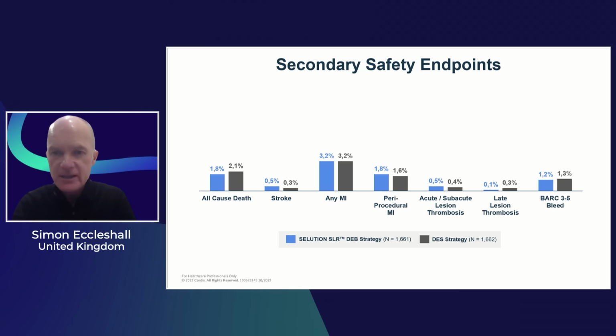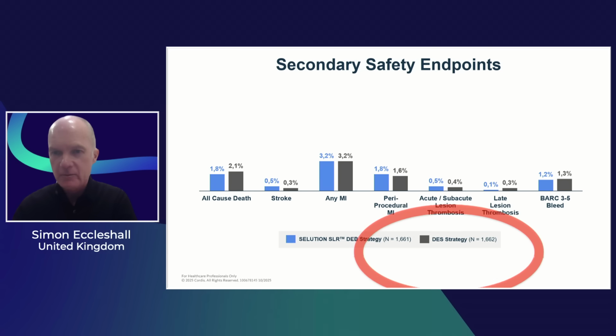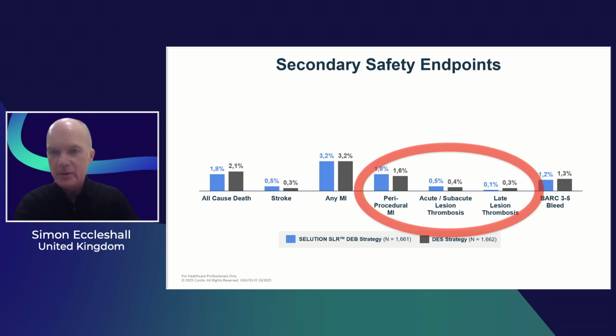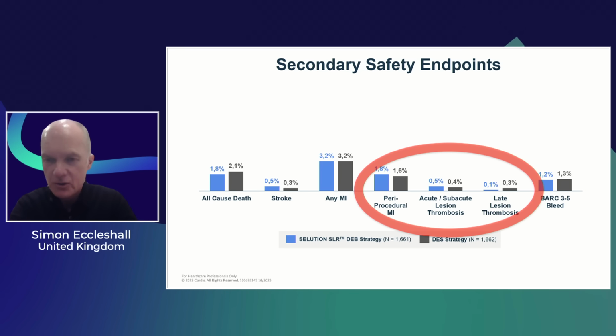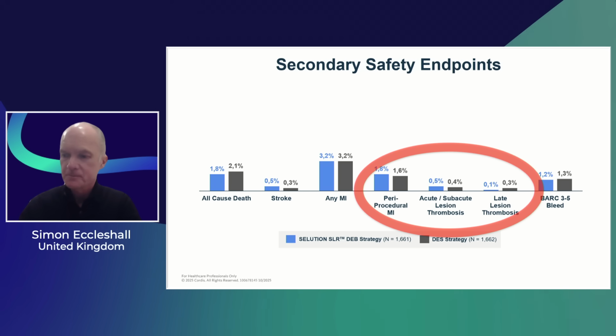What about the secondary safety endpoints? I think the really important thing here is all those people that worry about coming back to the lab in the middle of the night because I didn't put a stent in. Here you can see that the safety endpoints are phenomenally low across the board, and this backs up previous DCB trials.